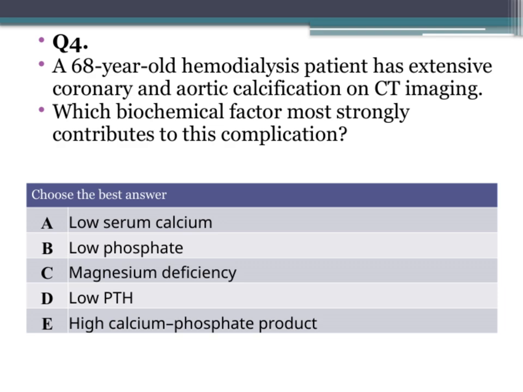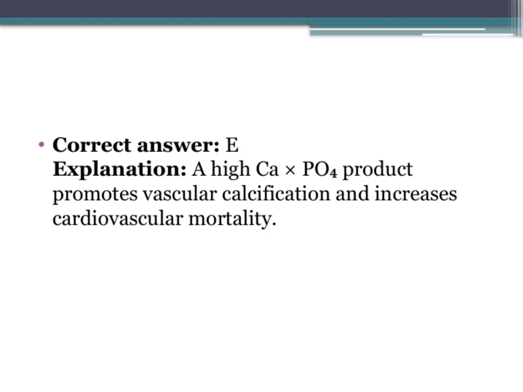Finally, option E, high calcium, phosphate product. This is a critical concept. When calcium and phosphate levels are both high, their product exceeds a threshold that promotes precipitation and calcification in the vasculature. So, connecting this to the overall theme of mineral metabolism disturbances in chronic kidney disease, the most important biochemical contributor here is the high calcium, phosphate product. It's the main driver of vascular calcification in dialysis patients. Therefore, the best answer is E. The correct answer here is E.